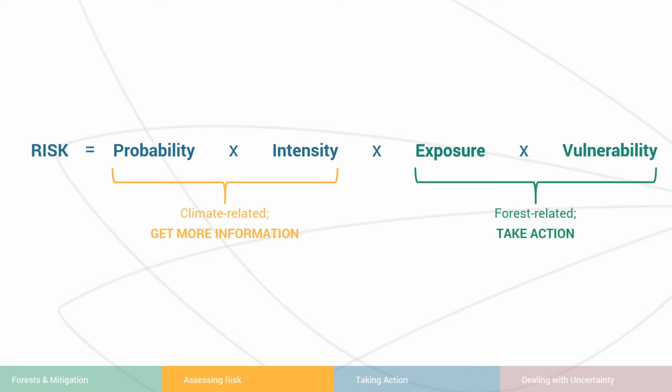On the other hand, exposure and vulnerability are related to the forest in terms of location, soils, stocking, species mix, and so on. By purposely focusing resources in certain places and using the right management approach, you can reduce exposure and vulnerability to a given climate stressor, which will reduce the overall risk to your forest.